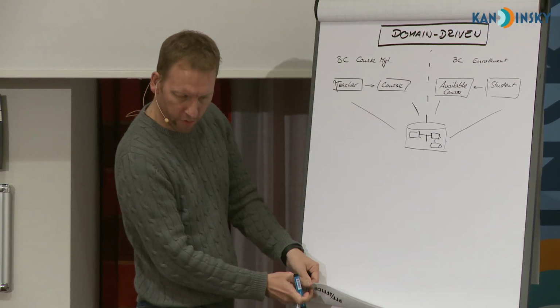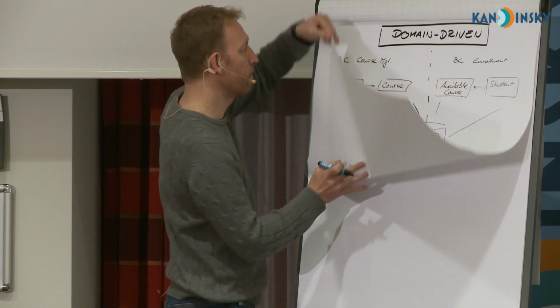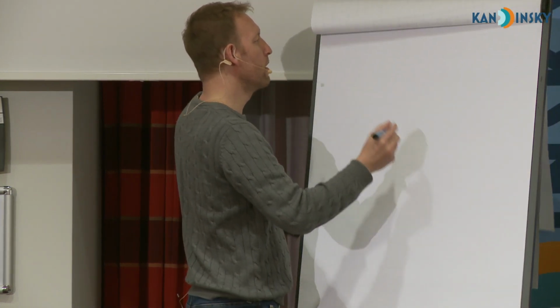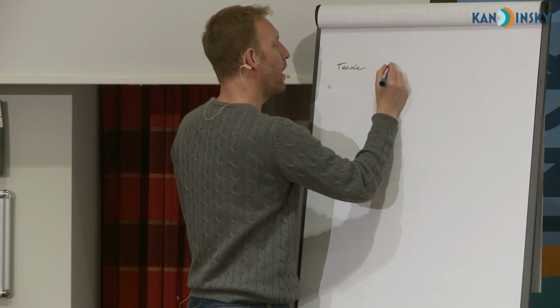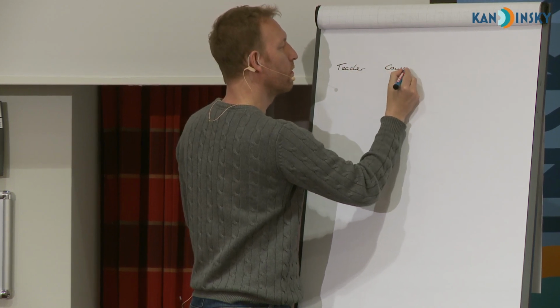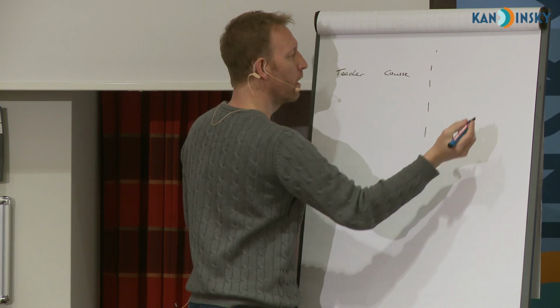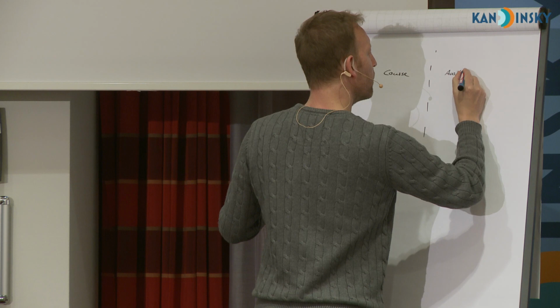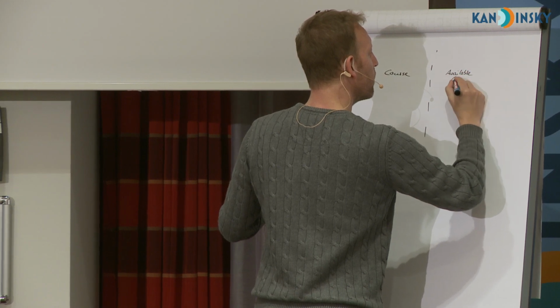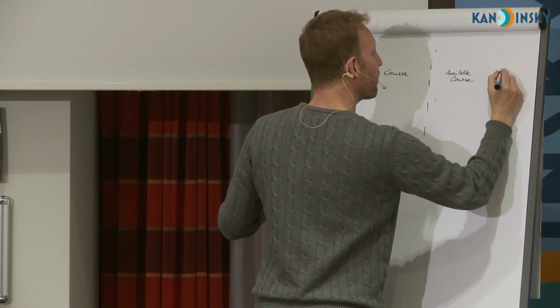I'll simply take another page. Which would mean we have the teacher and the course, and we have the available course. And the student.